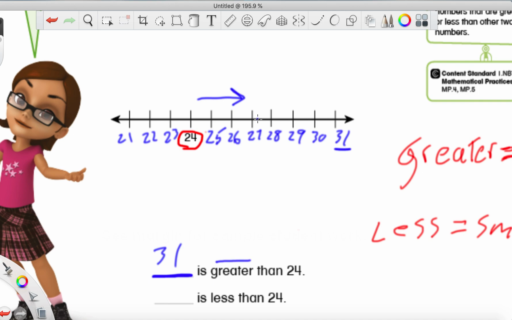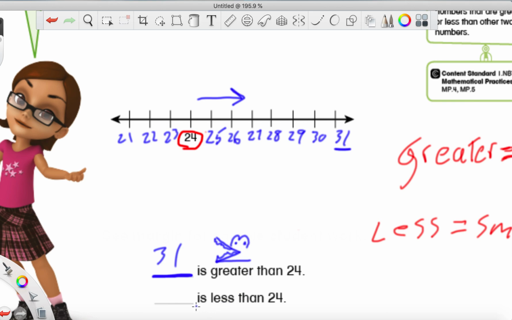Alright, let's check real quick. So remember, the alligator wants to eat the 31. This is our greater than sign. See how the opening is facing the 31? And if you want, you can draw little alligator teeth to show he wants to swallow that number, munch it up, get a nice full belly. And you know, I'm even going to draw a couple eyes.